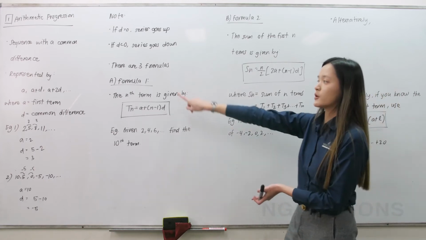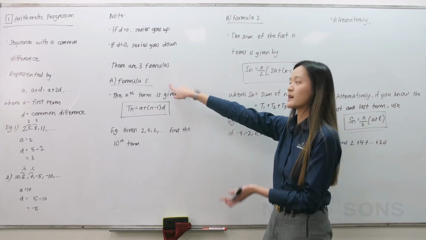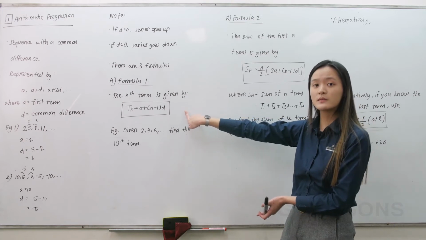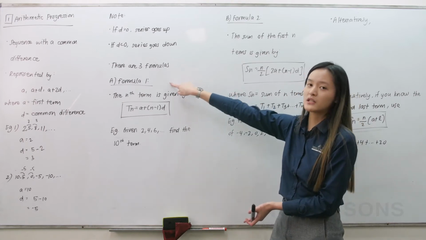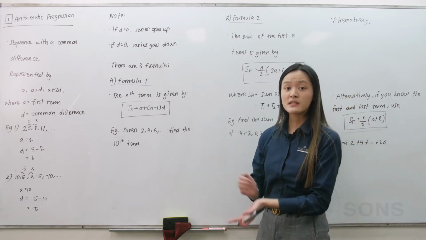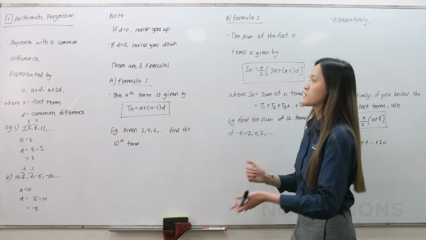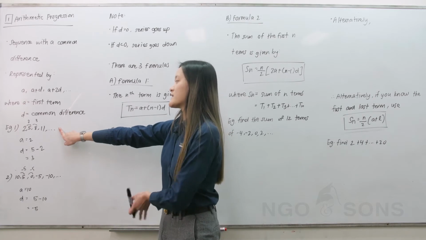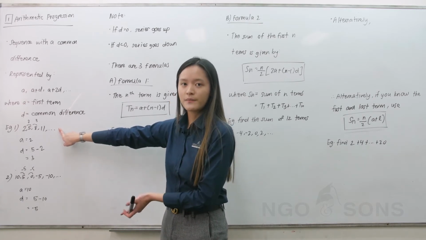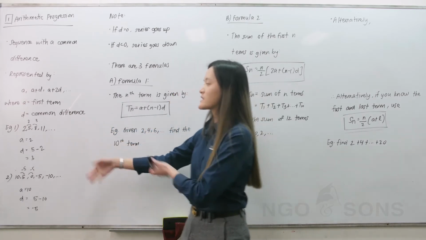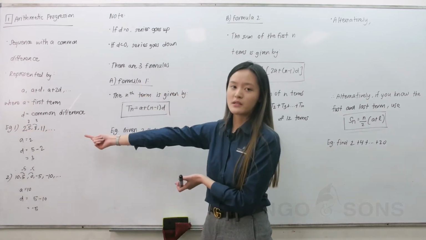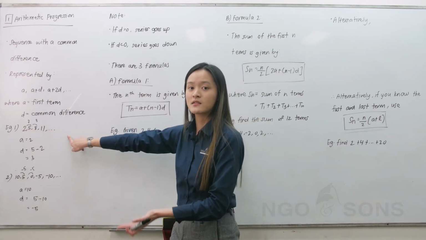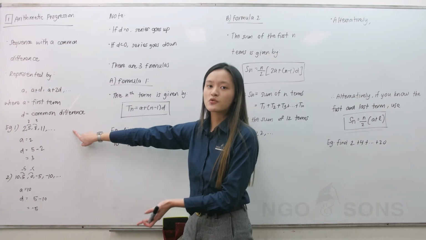So the first formula I'm going through with you is something called the Tn formula. The Tn formula just allows you to find a specific term in your sequence. So for example, if I told you to look at this sequence here and said, find the 10th term, one way you can do it is literally write out all the numbers in your sequence and find the 10th term, but notice that is too long.